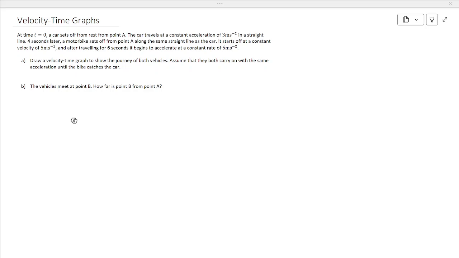Okay, we're going to go over velocity time graphs for A-level maths, and this is something that can actually come up either in an A-level paper or an AS paper. So whatever you're revising for right now, this could be helpful.